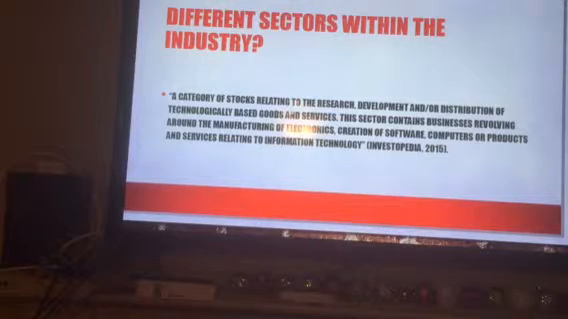Different sectors within the industry. Well, actually, the technology sector is its own sector. So the book defines it, actually, Investopedia, as a category of stocks relating to the research, development, and/or distribution of technologically-based goods and services. The sector contains businesses revolving around the manufacturing of electronics, creation of software, computers or products, and services relating to information technology.